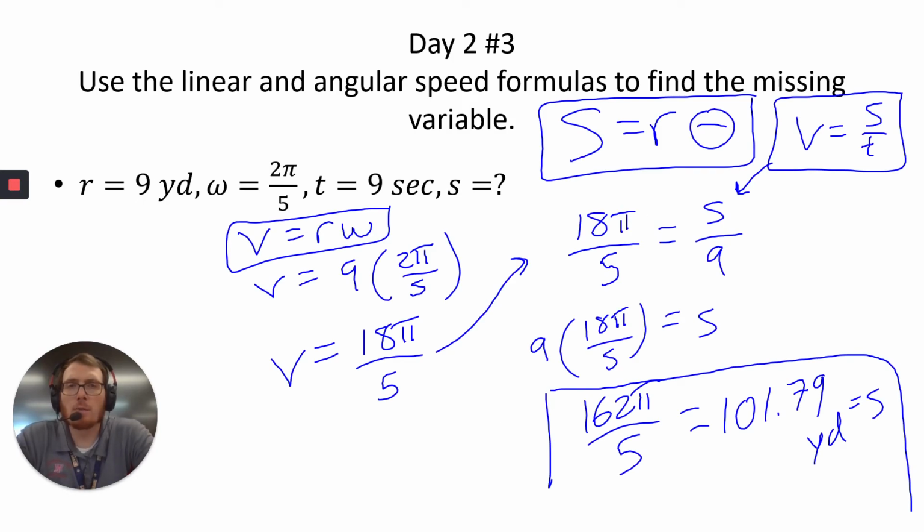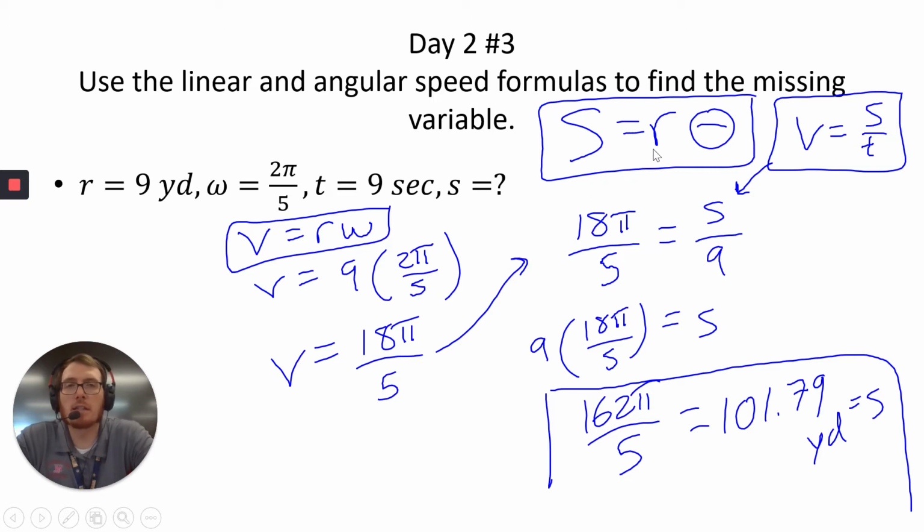So the first question we're going to look at is the second day's material number 3, where they give you a bunch of information and say solve for s. For this question, what you want to start with is the fact that r and omega, the angular speed and the radius, are given to you. Then you'll find the velocity by multiplying r and omega together. And then once you have the velocity, your goal is to find s. So you have two options.